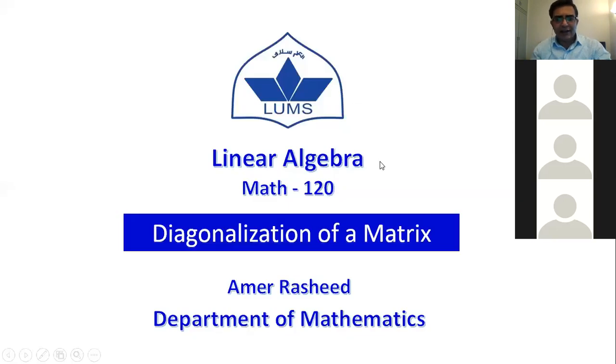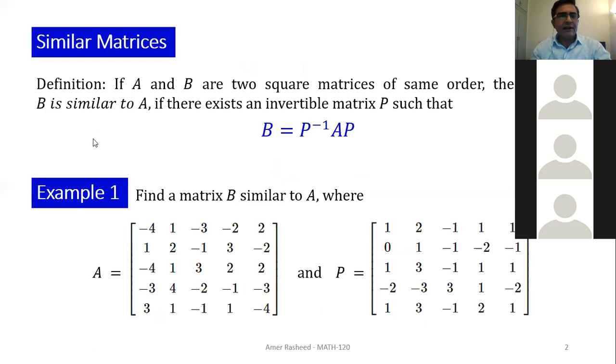Now we are going to discuss the diagonalization of a matrix. How to diagonalize a matrix? First, we need to discuss what similar matrices are. If we are given two matrices A and B, then we call A similar to B or B similar to A if there exists an invertible matrix P such that B can be written in this form, then we say that B is similar to A.